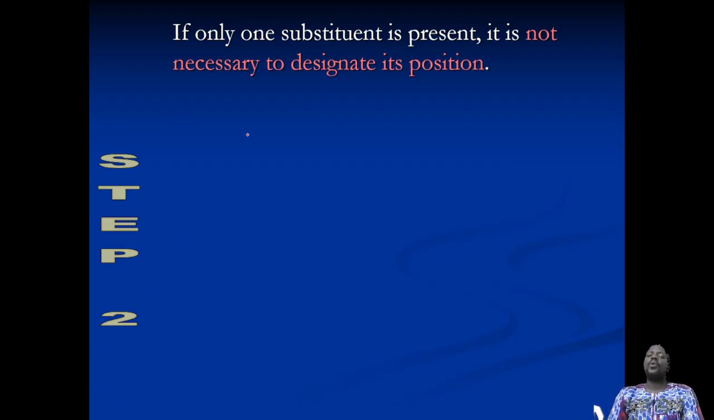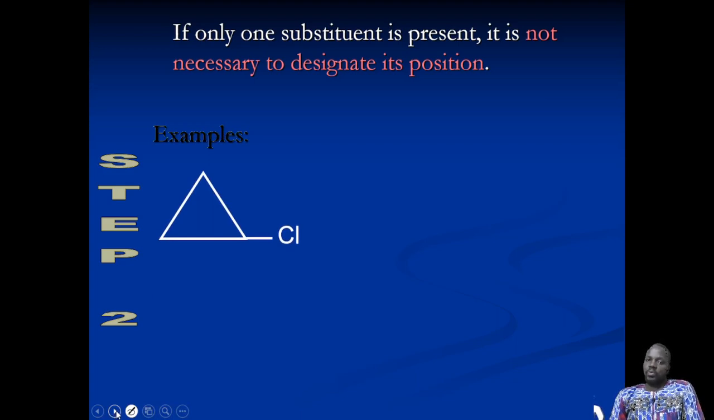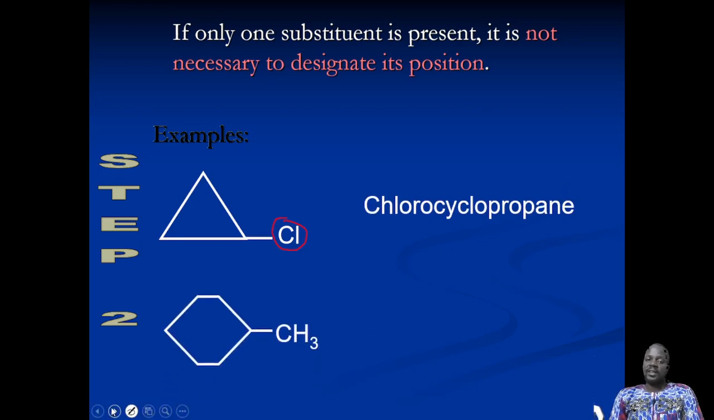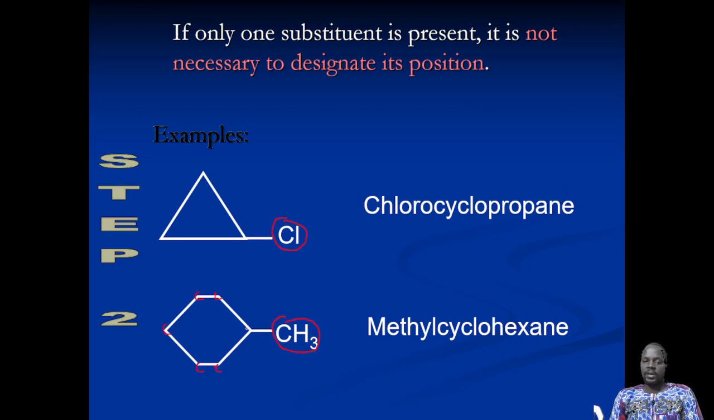The second point is if only one substituent is present, it is not necessary to designate its position. A very good example to understand that is this. We have just one substituent, which is chloro. So you just say chlorocyclopropane. Instead of saying 1-chloro, you don't need to do that. It's not necessary. So chlorocyclopropane is very simple to know. The next one, this is methyl, a substituent. You don't need to write the number. So this is methylcyclohexane. How is it hexane? Just 6 carbons. You can name that, and I'm very sure about that. I know you guys can do that. So that is 6 carbons, and because it is a ring, we call it cyclohexane. So that is the first rule for this.